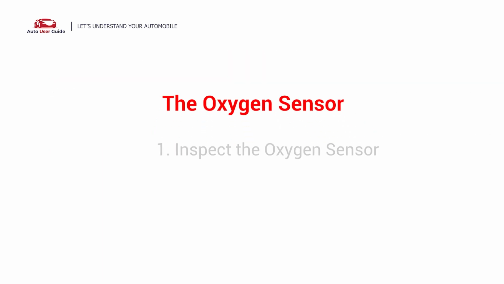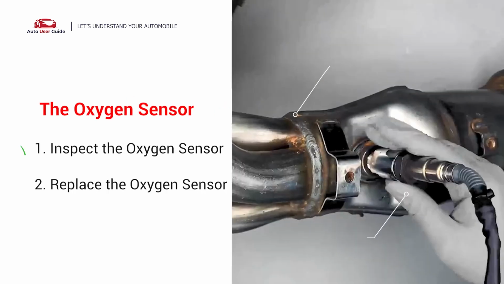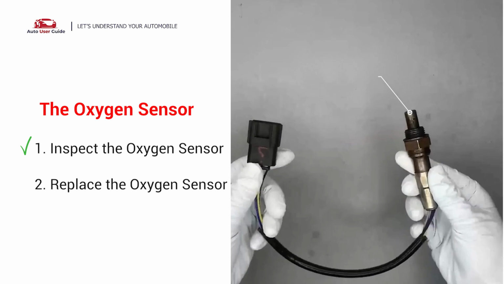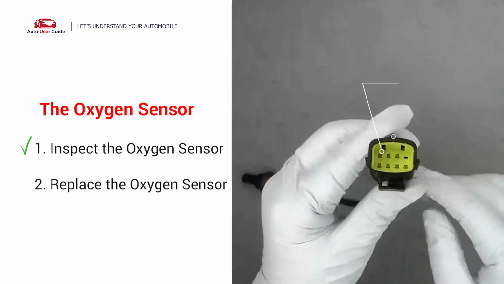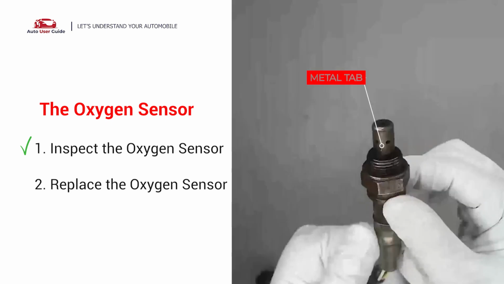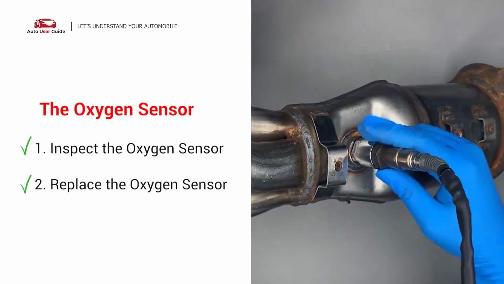This video is going to show you a practical solution to fix the error code. Carefully remove the oxygen sensor from the catalytic converter and visually check the oxygen sensor electrical connections, wire harness, and metal tabs for any damages. If damages are found, then replace the oxygen sensor.